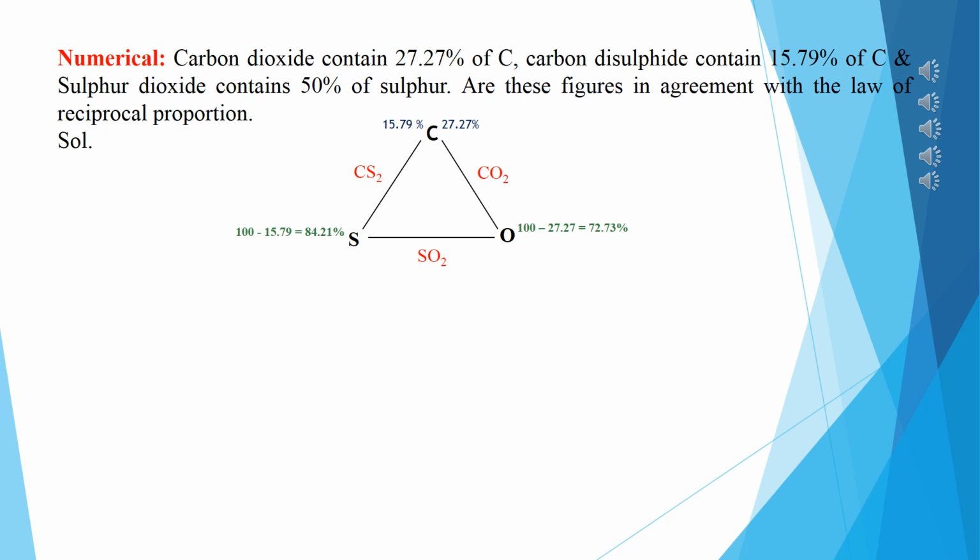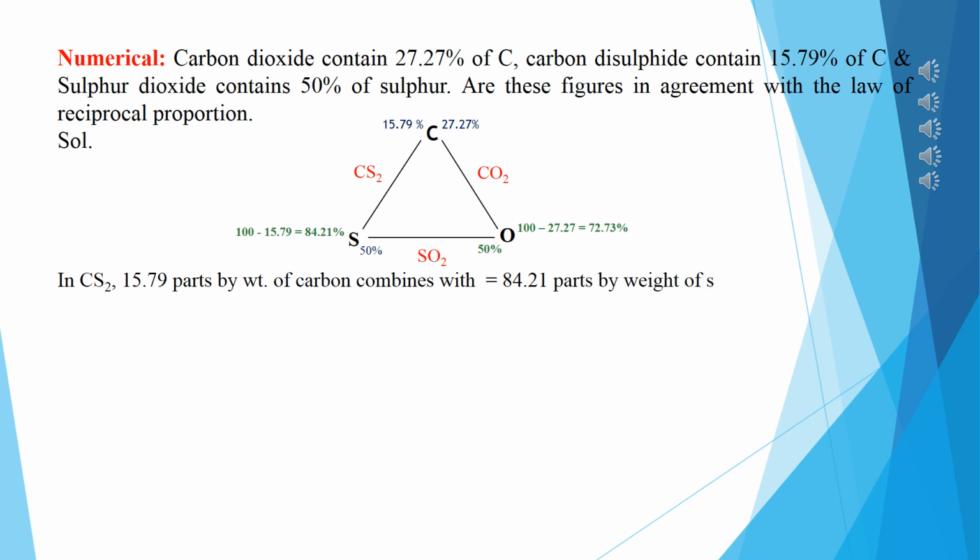And third, in sulfur dioxide, sulfur is 50% and the other 50% is oxygen. So in CS2, 15.79 parts by weight of carbon combines with 84.21 parts by weight of sulfur. So suppose out of these 3 elements, here we fix the weight of carbon to 1 part.